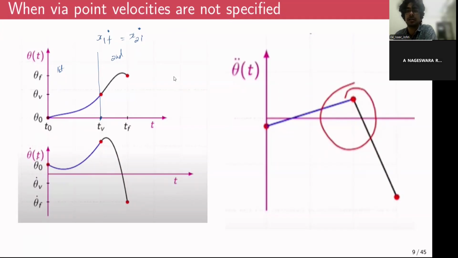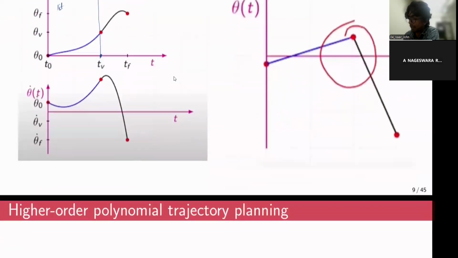So those are the two behaviors you can expect when the velocities of the via points are specified and when the velocities of the via points are not specified. Naturally, the trajectory of your robotic arm would be smoother in the case when only the locations are specified, but not the velocities of the via points. All right, so that's about the case of via points.